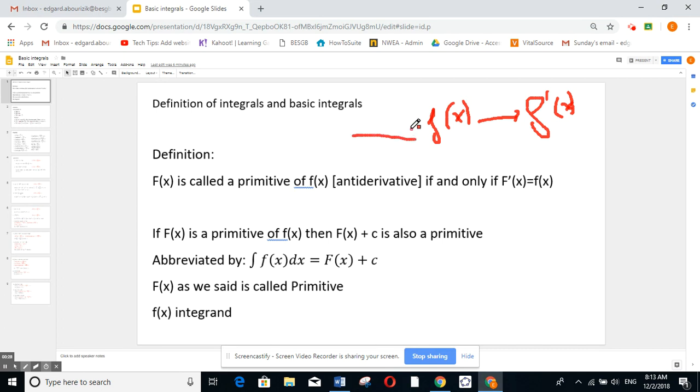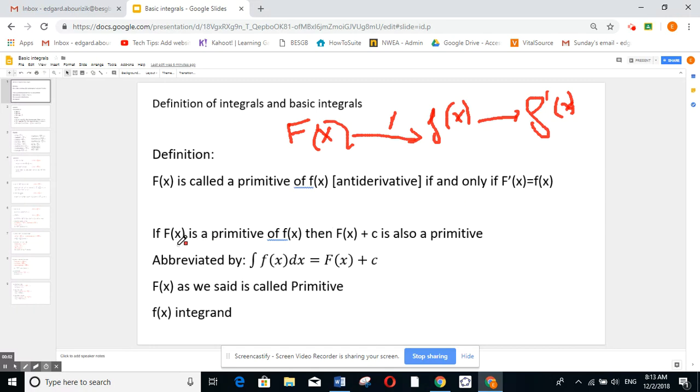What function may I get? This is named by big F of x, always by the capital of the variable. If you have small g, big G. What function, if I do the derivative, will give me f of x? Before, I used to go from here to here. Now I want to go from a function and, if I derive it, get f of x. This is called a primitive or antiderivative.